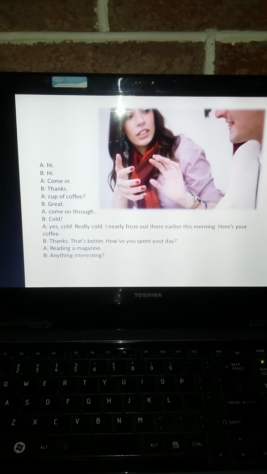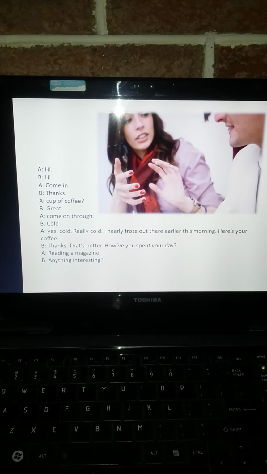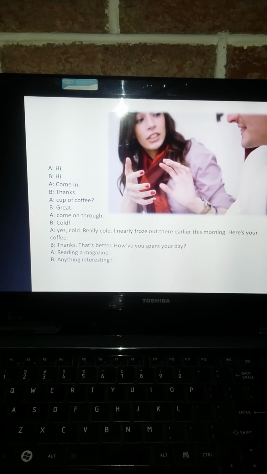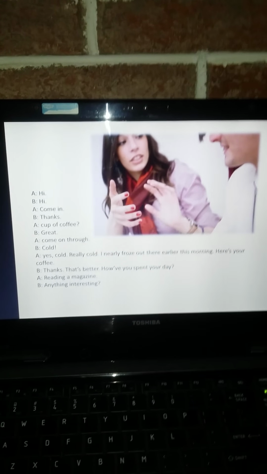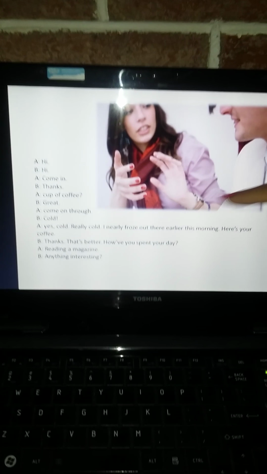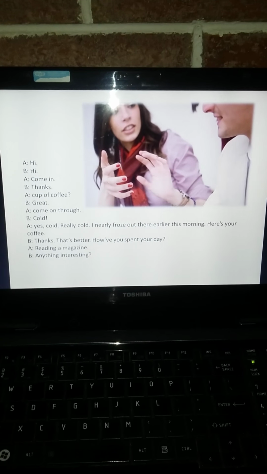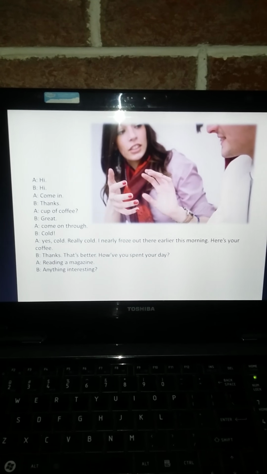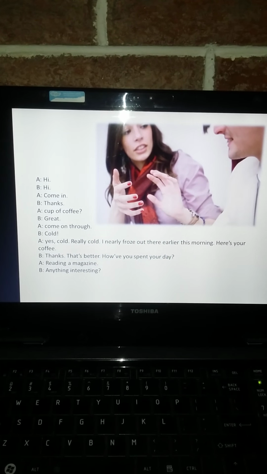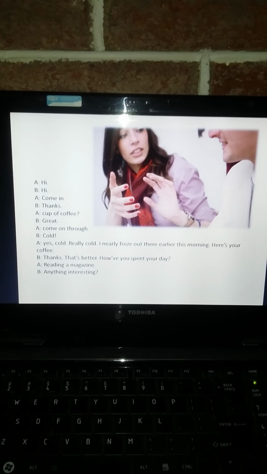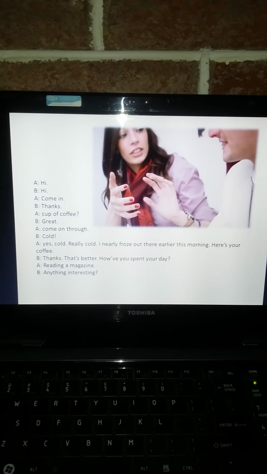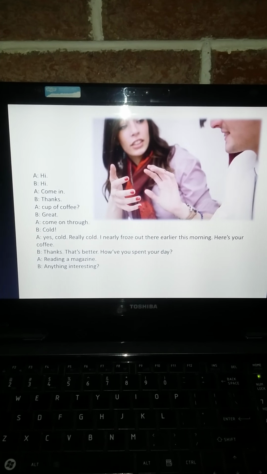Secondly, speakers repeat what each other said. Example, cold? Yes, cold, really cold. Speakers also tend to use contractions. We can notice that here people use some contractions instead of using the complete word. For example, here's, that's, whereas in writing, we usually use the full form of the auxiliary verb. For example, here is, that is, have.